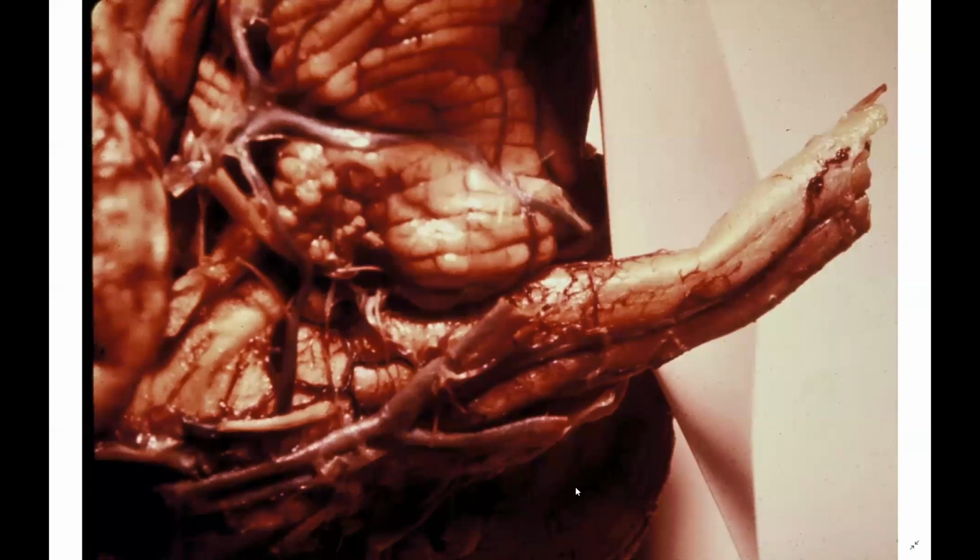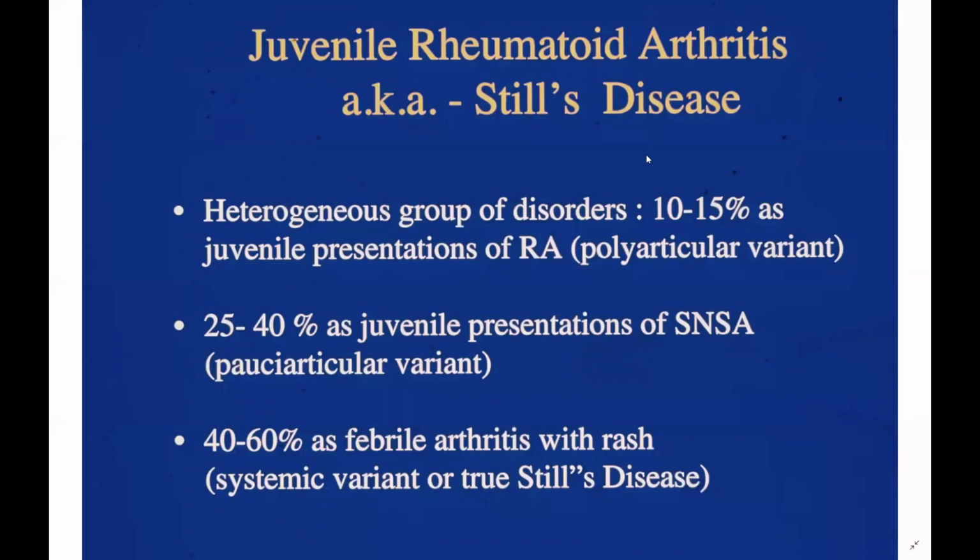And here's what I'm talking about. See the pinching of the spinal cord. Now that's a C2 on C3. C1 on C2 would be a little higher, but that's rheumatoid arthritis. Now, juvenile rheumatoid arthritis, sometimes known as Still's disease, is a heterogeneous group of disorders.